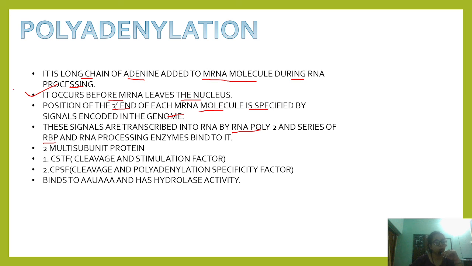So there are two proteins which are responsible in the process of polyadenylation. First is the CSTF. What is the function of it? CSTF full form is cleavage stimulation factor, and CPSF is cleavage and polyadenylation specificity factor. It binds to the AAUAAA sequence and has hydrolase activity. What will we be doing?